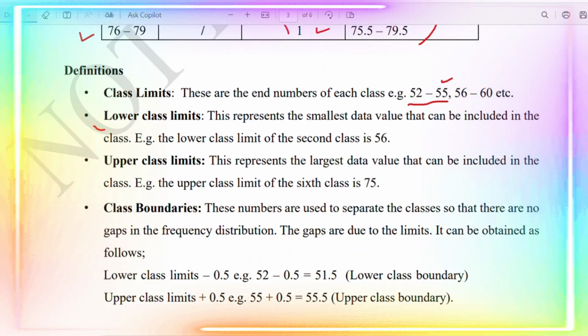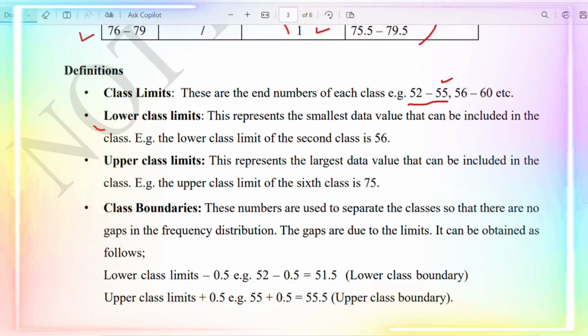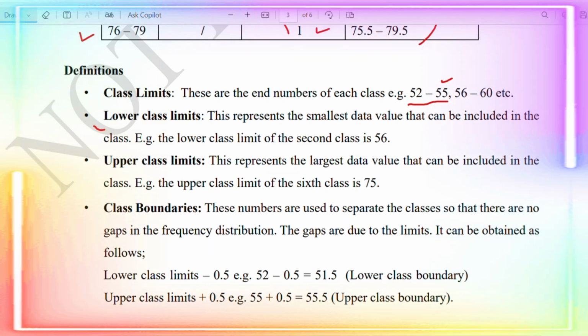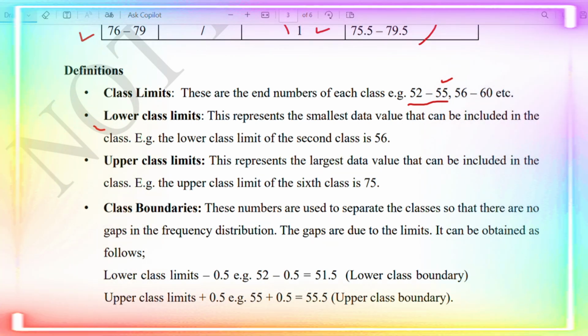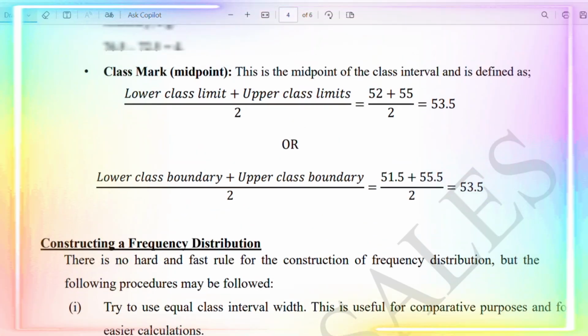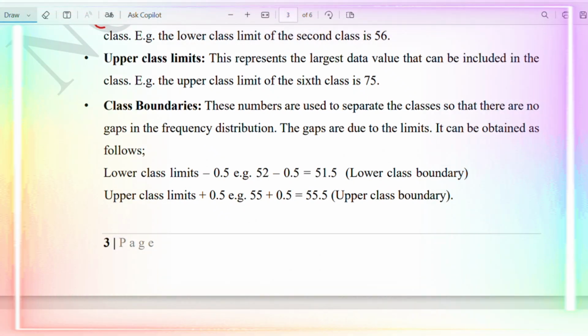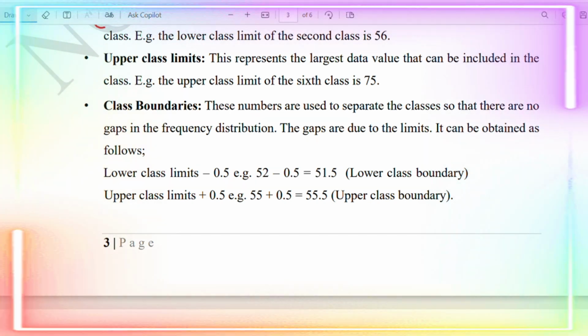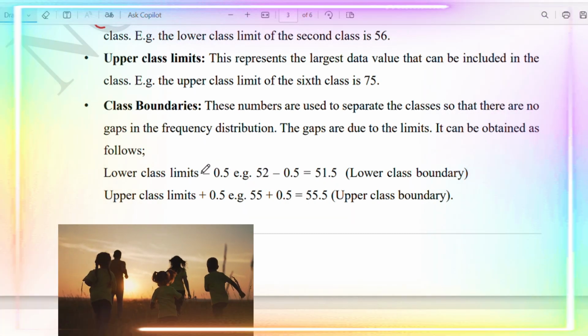Then the next one is the class boundary. These numbers are used to separate the classes so that there are no gaps in the frequency distribution. So the gaps are due to the limits. It can be obtained as follows. Now, this aspect I want you to pay attention to, because I will review important clues that are not written in the lecture material, so that you'll be able to understand better.